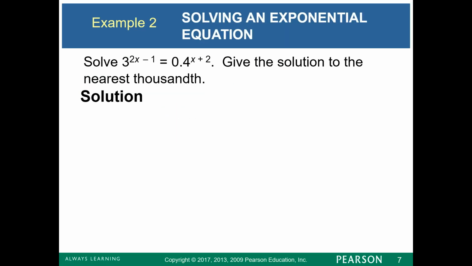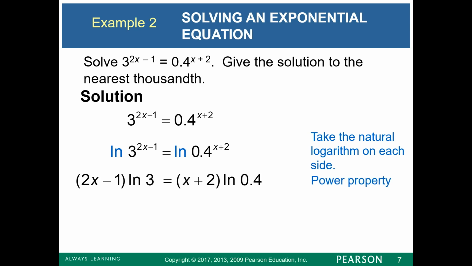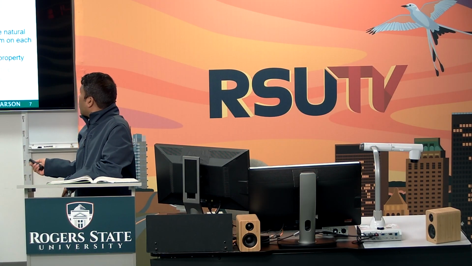And then, similarly, right here also, you can do the same thing. You can take ln on both sides. Look here. They take ln on both sides and use the power property. If you use the power property, you can pull 2x minus 1 outside ln. So 2x minus 1 times ln 3 equal to, you also use the power property on the right side. You have exponent x plus 2. You can pull that outside of ln, right? Now you can solve this and get the value of x.